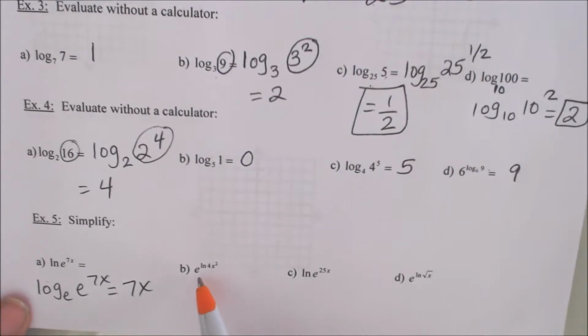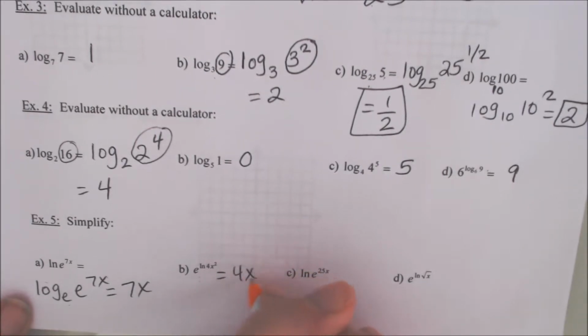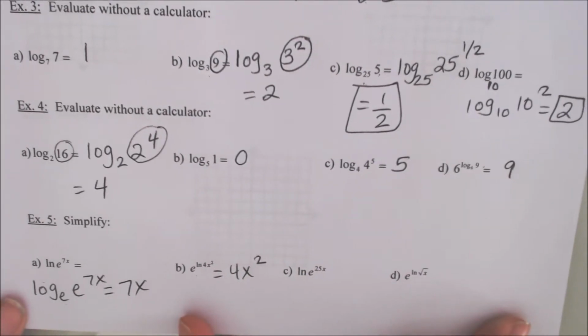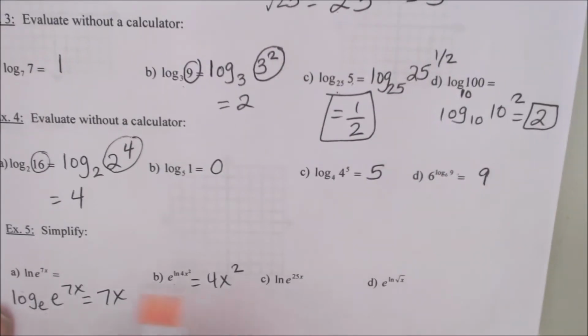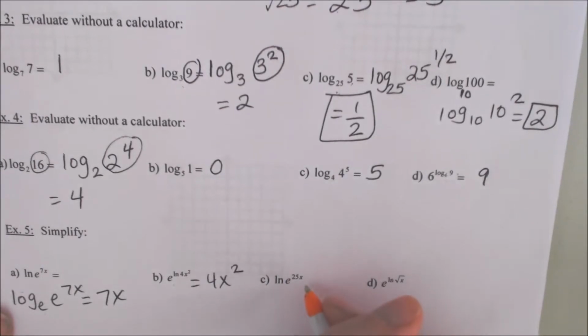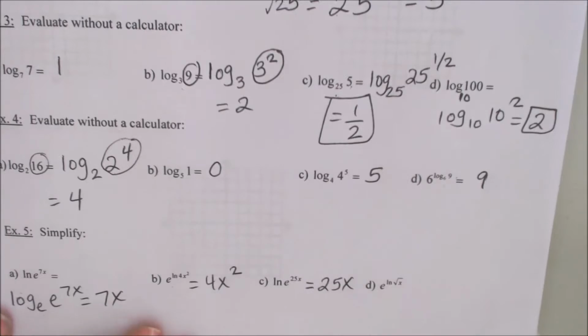Letter B is the same idea, e to the natural log of 4x squared. e and natural log are the same base, so that just leaves me with 4x squared. Letter C, natural log of e to the 25x. This is very similar to letter A. What is that just going to simplify to? Since natural log and e are both base e, that just leaves me with 25x.